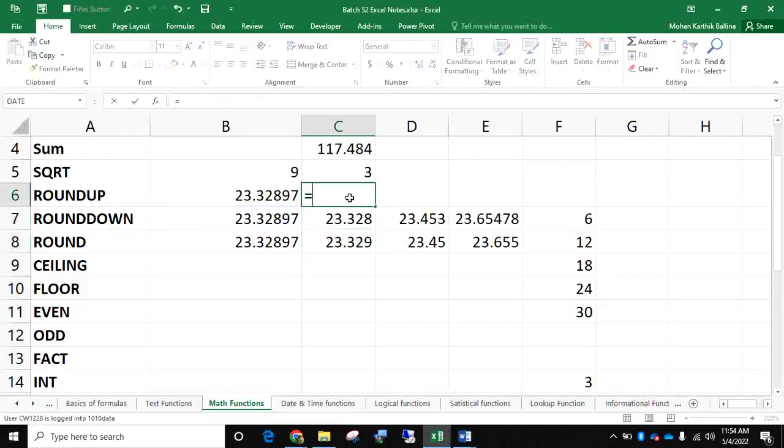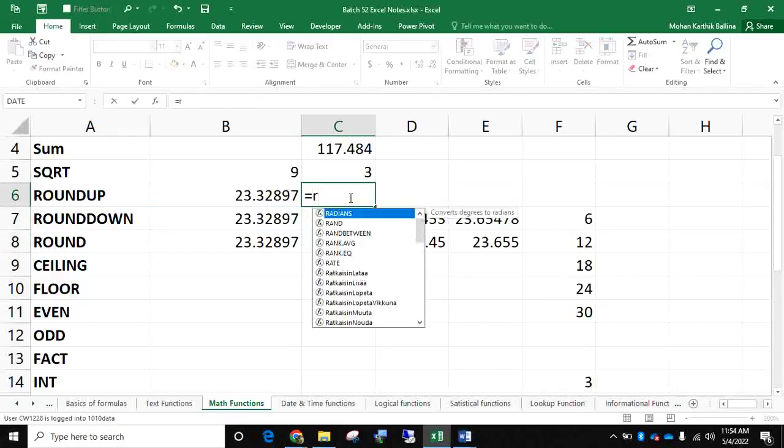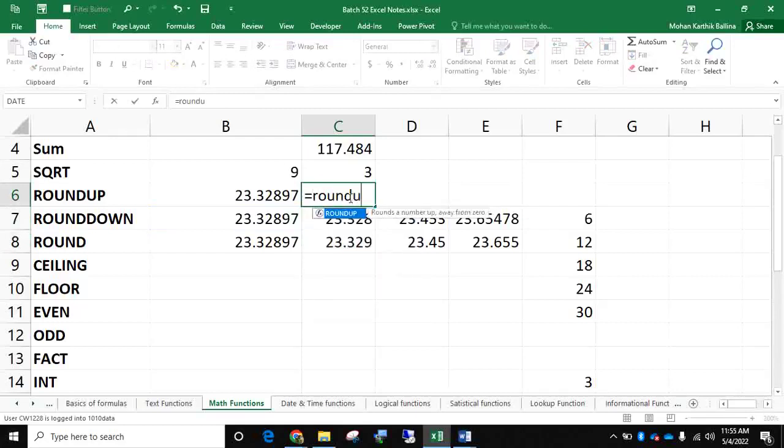Now ROUNDUP, the same concept. Can you tell me what would be the answer? Oh, wait a moment.